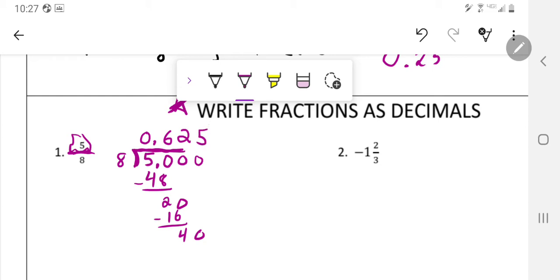If you need practice on this, just email me, and I can give you some resources that will help you remember how to long divide, especially since it could be a little bit tricky with decimals.